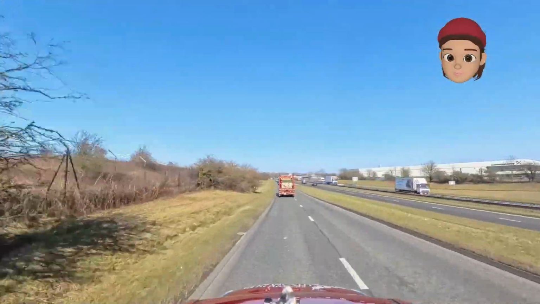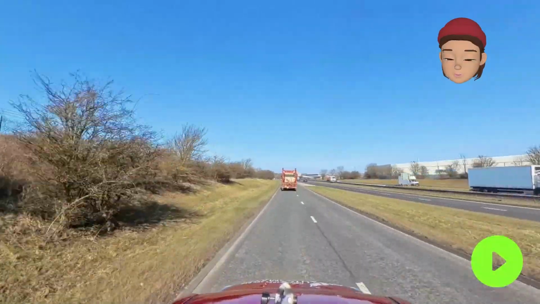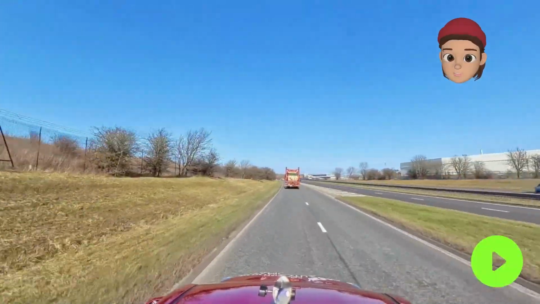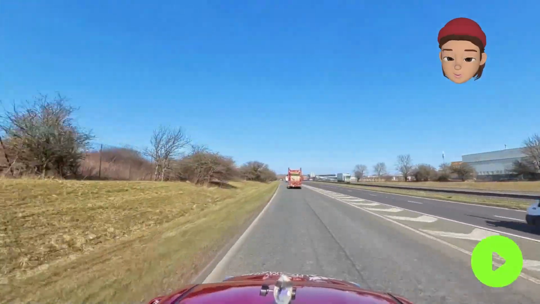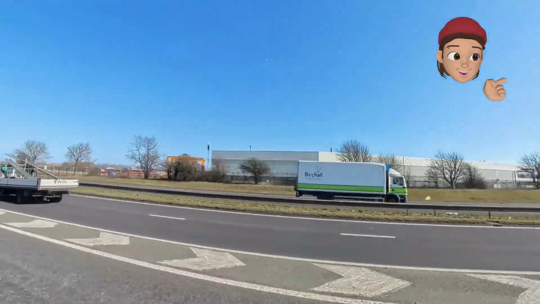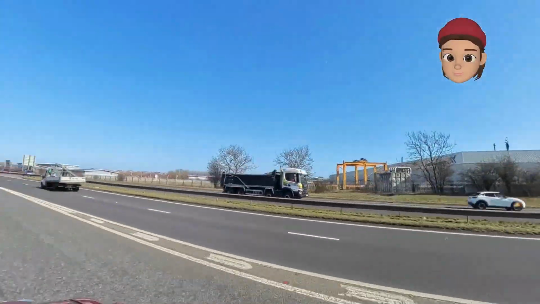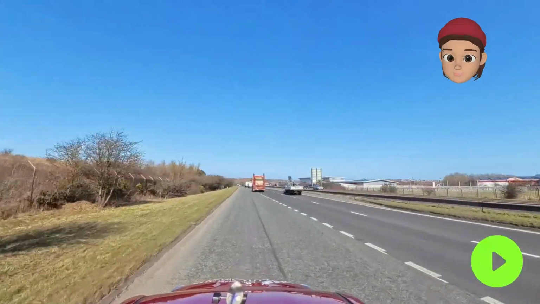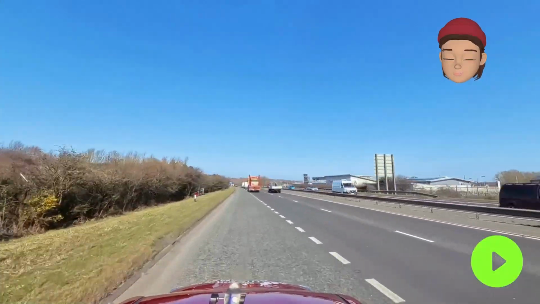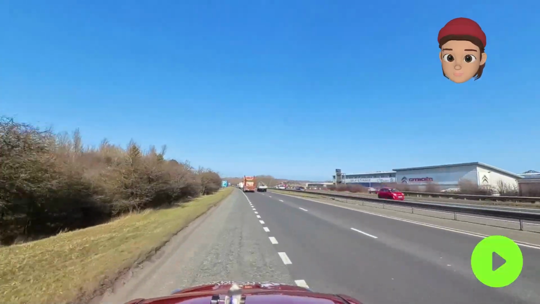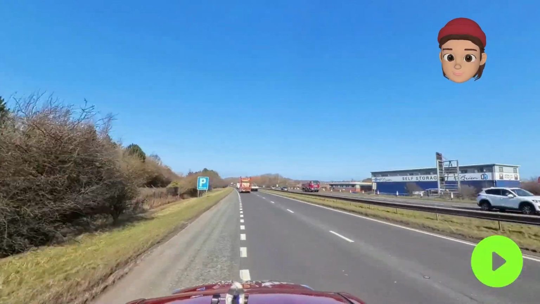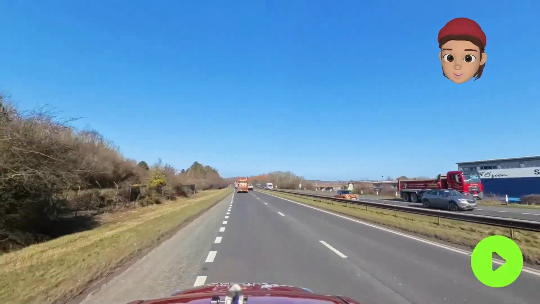Check your right mirror, indicate right, but remain in the left-hand lane. Before you emerge onto the A19, check your right blind spot to ensure you have a safe gap to emerge at the very end of the acceleration lane. Adjust your speed accordingly. Cancel your indicator and make progress.